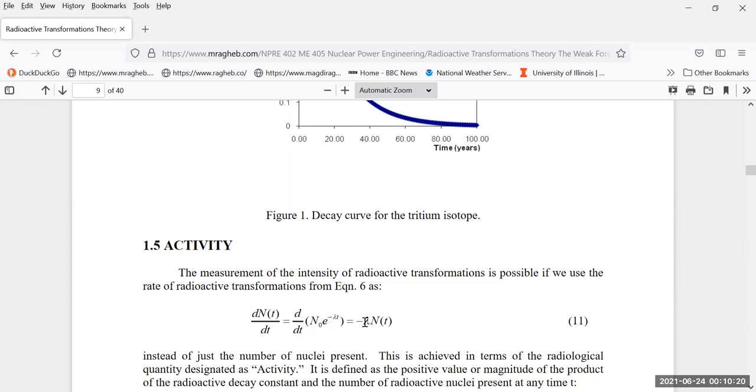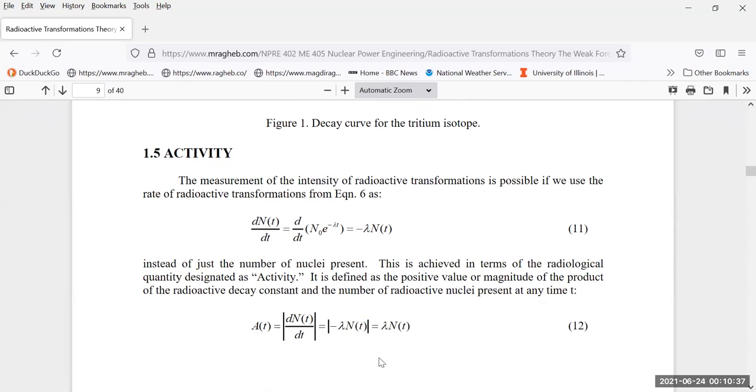However, that quantity has a negative sign. We're going to measure a positive quantity. So we take the absolute value of dN/dt, which is the rate of emission of the radiation, and we give it a new name. We call it the activity. So A of t is the modulus, or the absolute value, of the rate of emission of the radiation. You can calculate it by taking the logarithm of 2 divided by the half-life multiplied by N of t. You can graph this quantity instead.